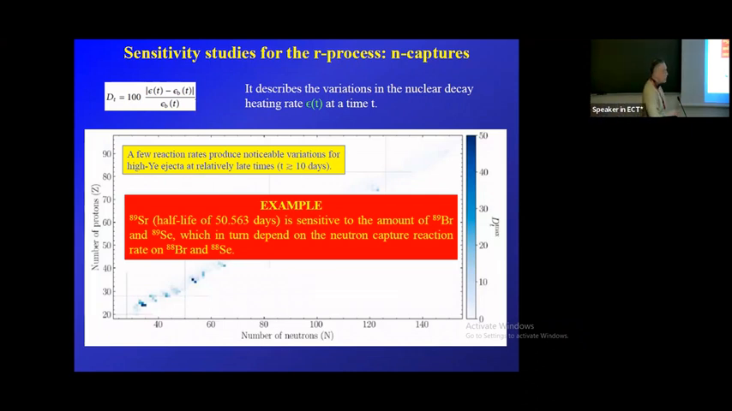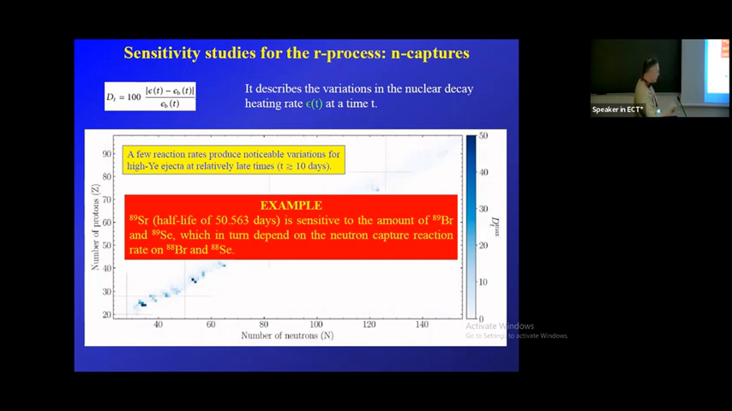If you produce strontium 89 in your ejecta, this is sensitive to the amount of bromine 89 and selenium 89, which in turn depend on the neutron capture rate on bromine 88 and selenium 88. So studying the neutron capture rate on this isotope, you determine the abundance of this one, which is able to inject energy later in the evolution of your kilonova light curve. This is the rationale of our approach.